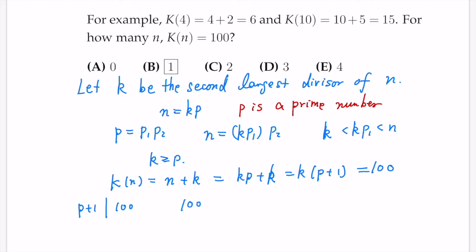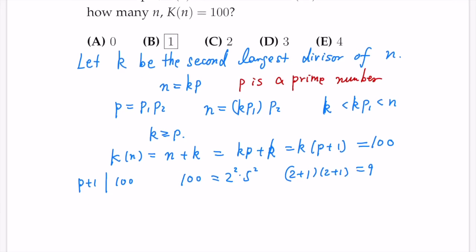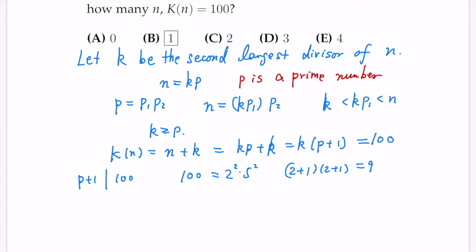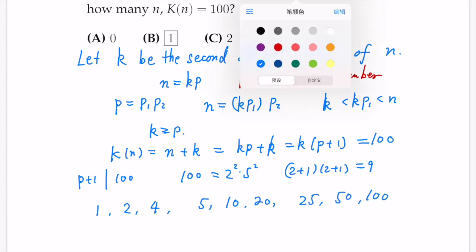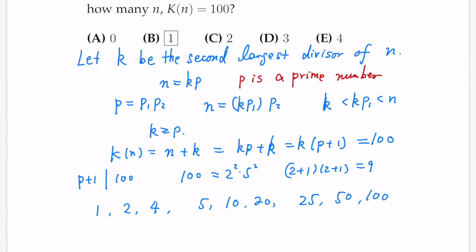Since 100 is equal to 2 squared times 5 squared, we know that the number of divisors of 100 is 9: (2 plus 1) times (2 plus 1) is equal to 9. And we can list all of the divisors of 100. So 1 is a divisor, 2, and 4. If we multiply them by 5, we get 5, 10, and 20. And if we multiply them by 5 again, we get 25, 50, and 100. So these are all the divisors of 100.